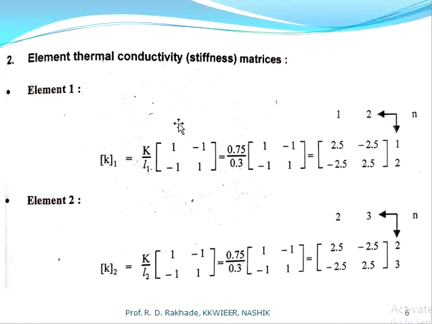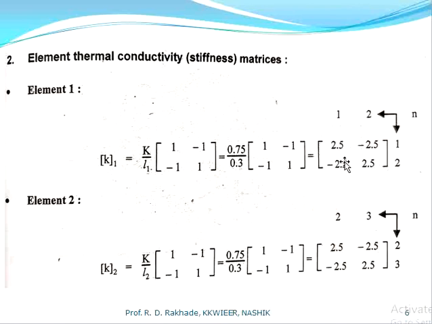So this is our generalized formula for the individual matrix: K upon L1, [1 minus 1; minus 1 1]. So just put the value of K, the thermal conductivity for element 1, that is 0.75, and length 0.3. So after simplifying, we'll get the matrix [2.5 minus 2.5; minus 2.5 2.5].